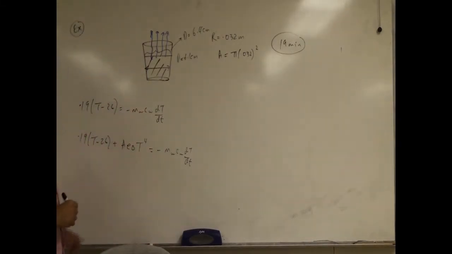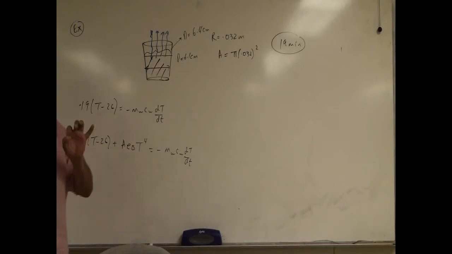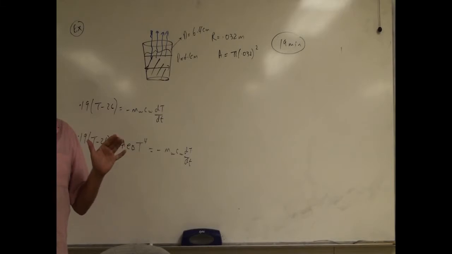Okay, so then what's going to happen? Well, we put in all these numbers, but because we have a T to the fourth now, we have to be in Kelvin. So therefore, this 26 Celsius, we have to also convert to Kelvin, and from now on, do all our calculations in Kelvin.